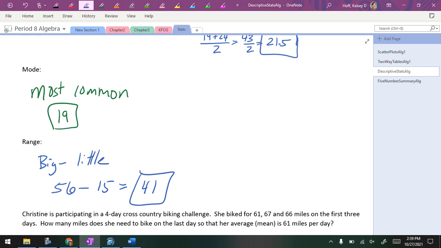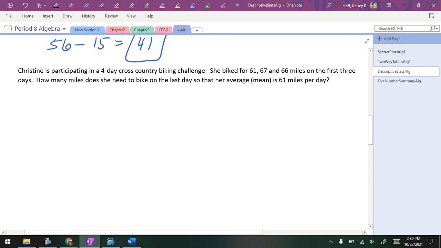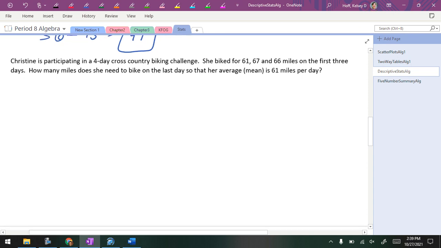Let's see what Christina's up to. Christina's participating in a 4-day cross-country biking challenge. She biked for 61, 67, and 66 miles on the first 3 days. How many miles does she need to bike on the last day so her average, or the mean, is 61?